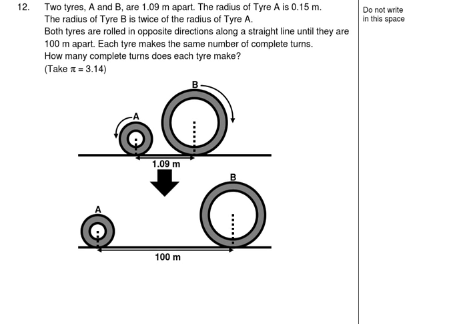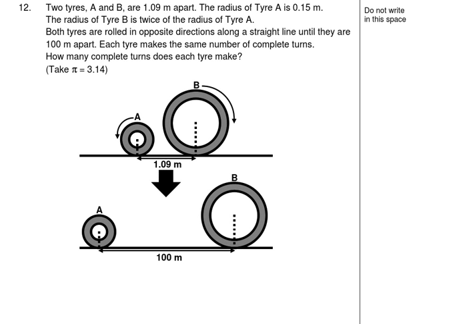Okay, so children, slow down. Let's look at this question together. Now, we have actually 2 tires, A and B. They are actually 1.09 meters apart, roughly this length apart. The radius of tire A is 0.15 meters. You see, I'm very kind. I give you everything in meters. Maybe some other questions will put cm and meters. I'm so kind to you all. I give it all in meters so that you don't make careless mistakes in conversion.